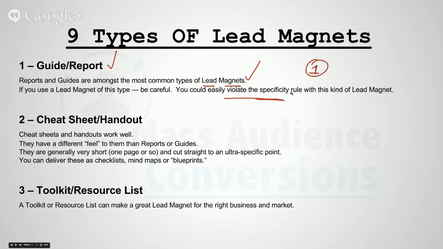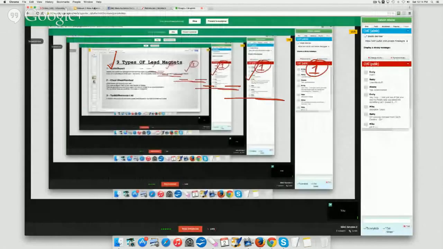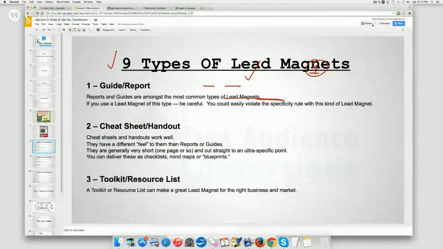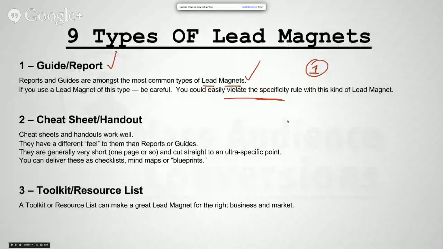And that's the specificity rule. Because at the end of the day, if you're not being specific and you're not giving someone a clear-cut objective of how they can solve their issue, and it's kind of all over the place, then they're getting a little sidetracked. They're not staying focused in what they're doing, and it just takes too long to consume. So make sure that your guide or your report is very, very specialized, specific knowledge.